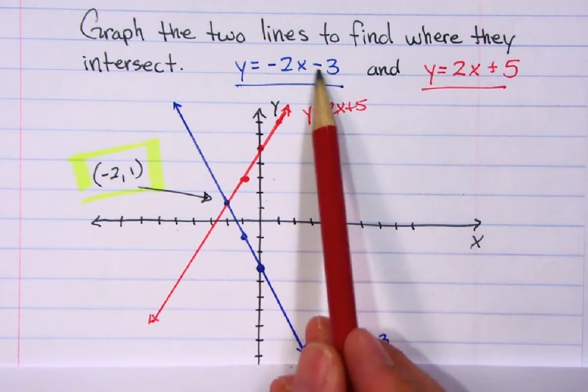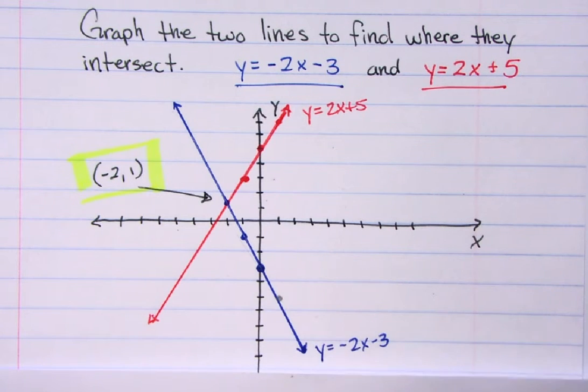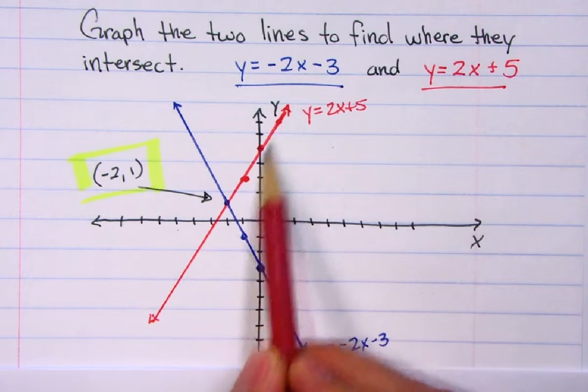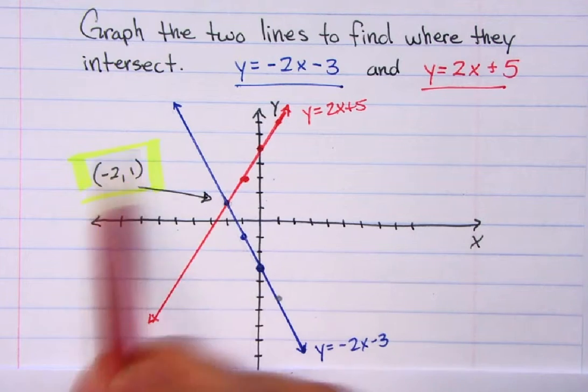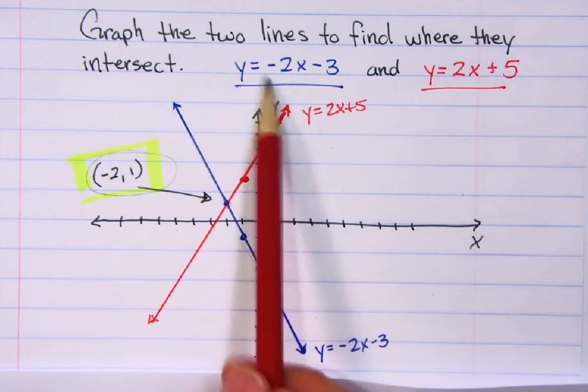Okay, how do I graph this? This blue one, I started at -3, I went down 2 over 1, and connected those points. For the red one here, I start at 5, I go up 2 and over 1, and they cross right here. That's the solution that works for both of these. If I plug it in, it works for both of them.